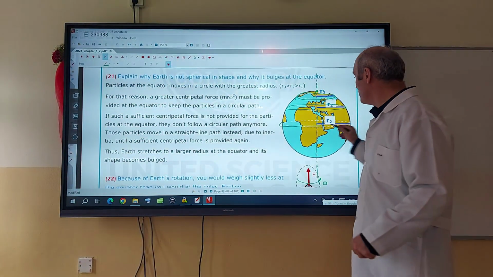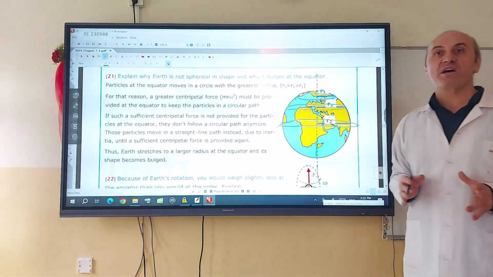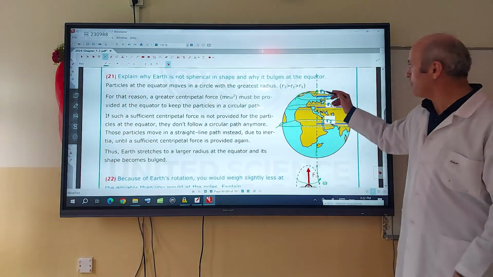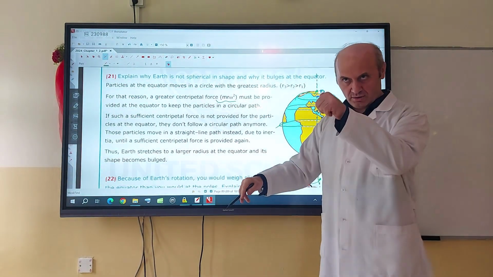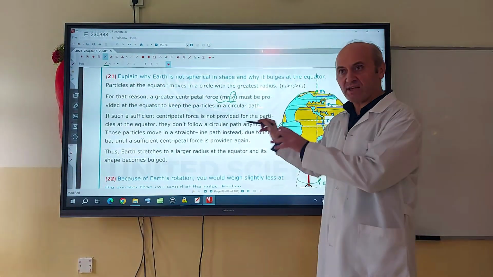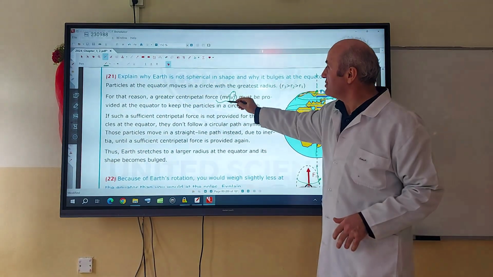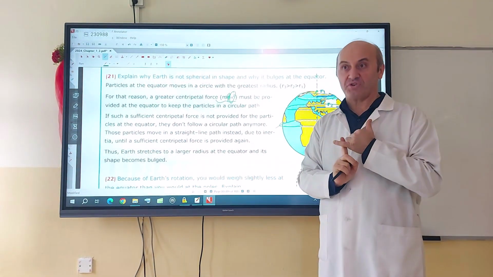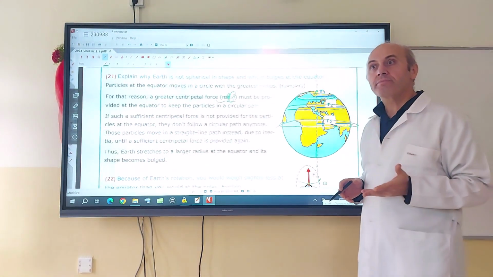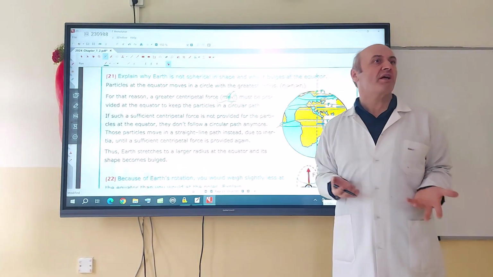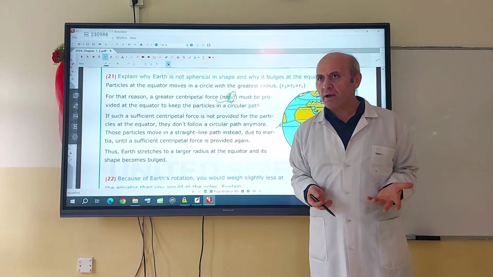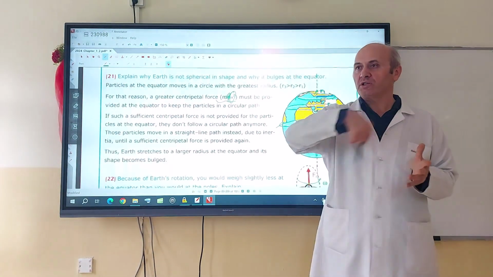And at the equator, the particles are following the largest circle. According to the equation of centripetal force, m r omega squared, omegas are the same because this is a rigid object, but the greatest r requires the greatest centripetal force for the particle at the equator. But what if this greatest centripetal force is not provided? What if it is not enough? Then what will happen? Object will not follow the circular path.